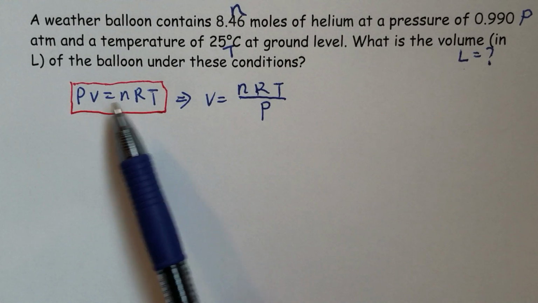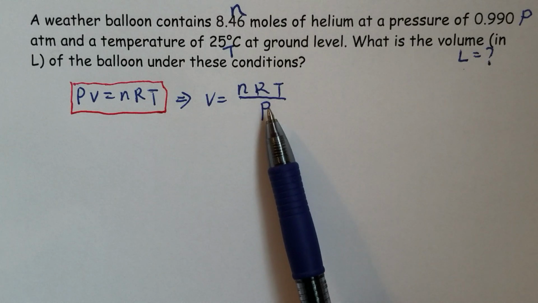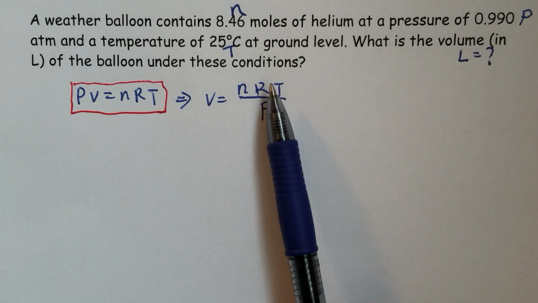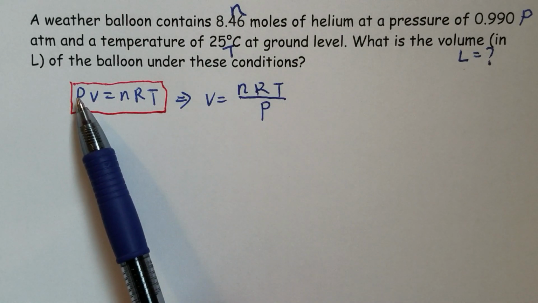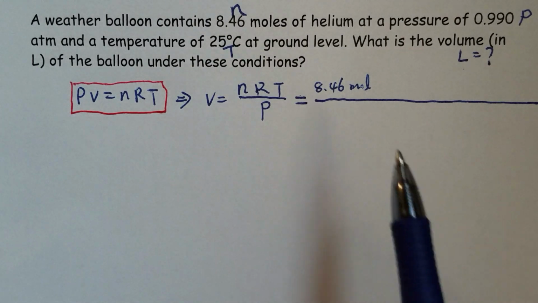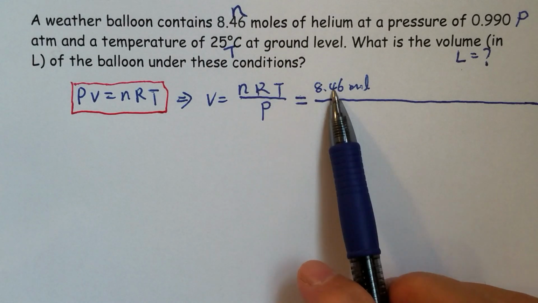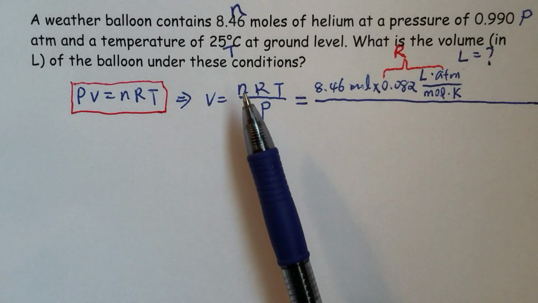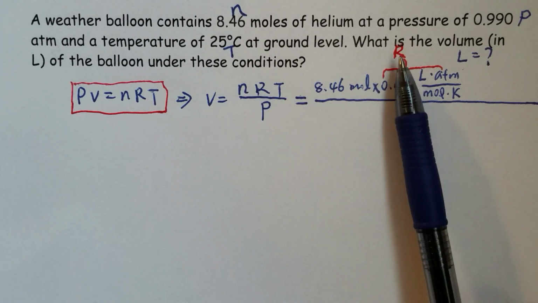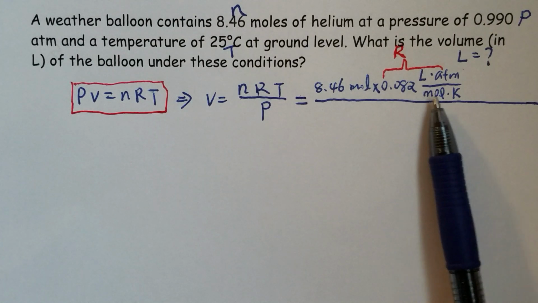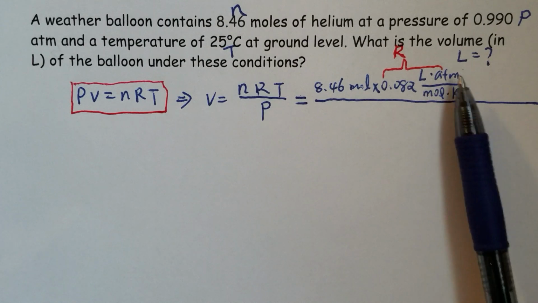So then from this key equation, we can develop this equation, all right? So V equals, we keep everything nRT on the other side, then move the P to the other side as the denominator. Okay, the number of moles, 8.46, N times R. R is actually the gas constant. So here is the value. And pay attention to the units.